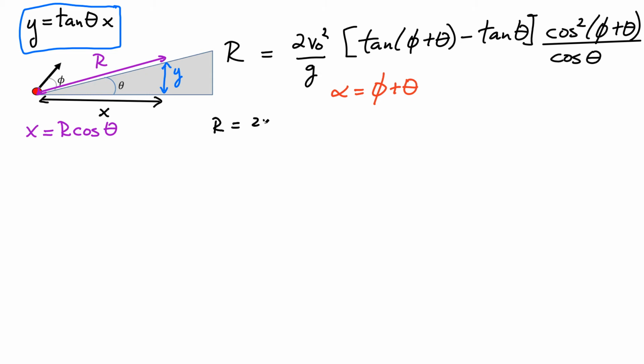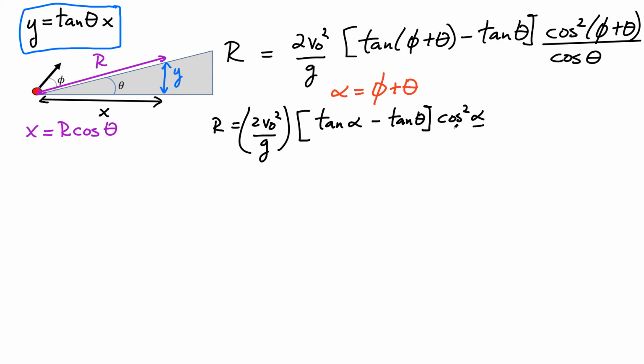All right, so we're going to have 2v0 squared divided by little g. That's our constant term. And now we have all of this, which I can clean up a little bit. So we have tangent of alpha this time, minus tangent of theta, and cos squared of alpha over cos of theta. All right, that's pretty straightforward. The next thing now, I'm going to expand some of these terms. So let's go over here.